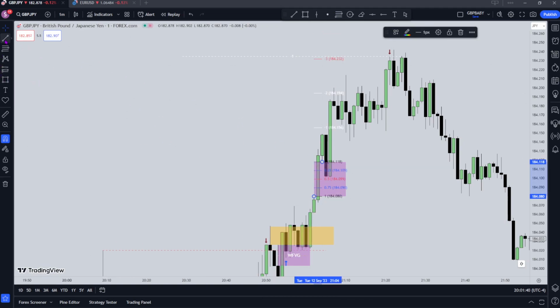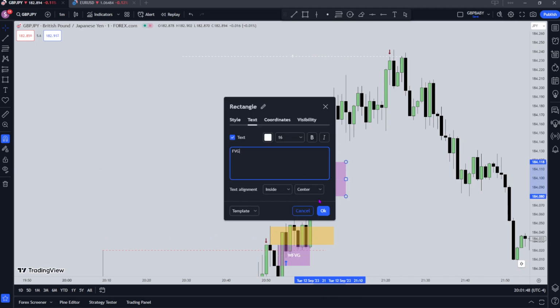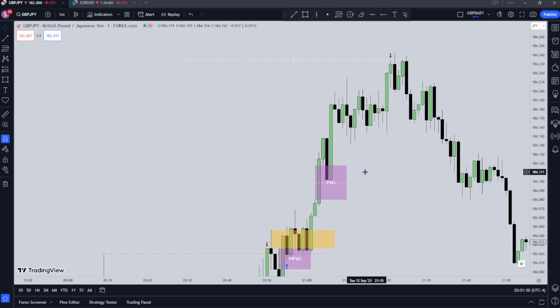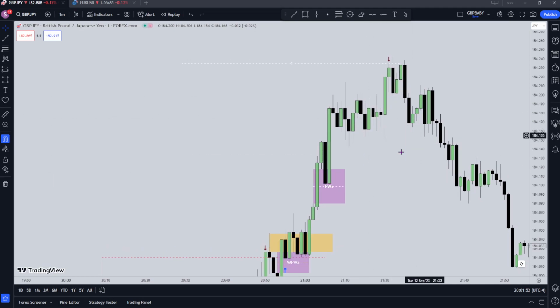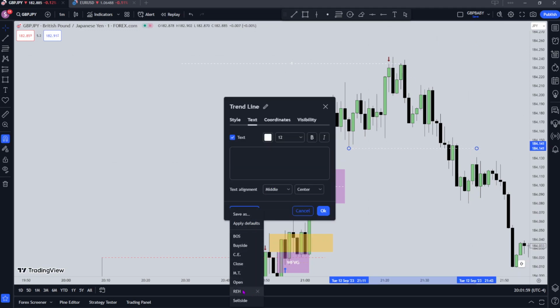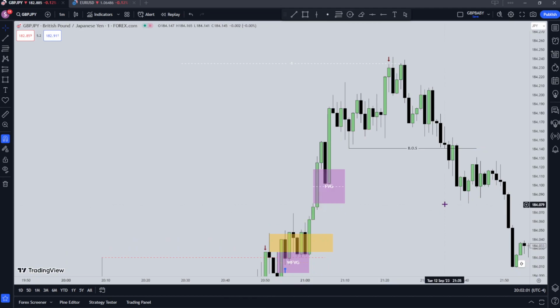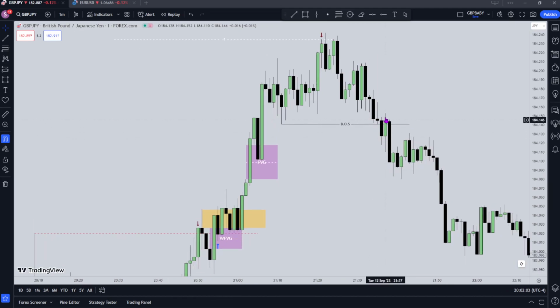And the bullishness continues as we respect the 50% level of this fair value gap. Let's call it an FVG. And then where's our breaking market structure? I wouldn't see a breaking market structure until this swing low gets broken. So let's put break of structure. As soon as that gets broken, that would make me happy.